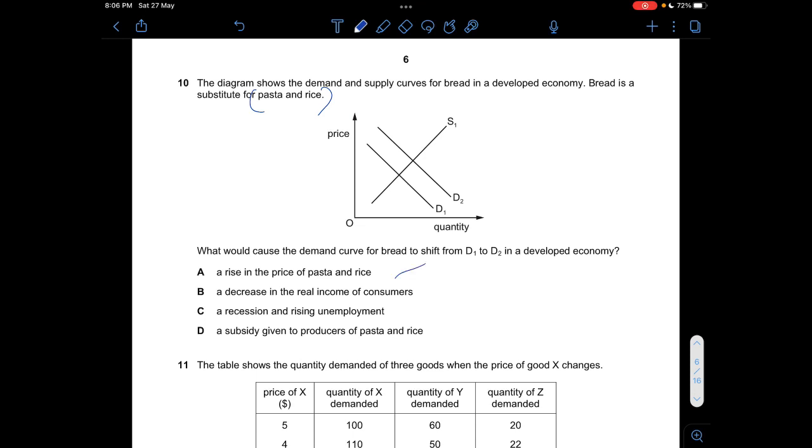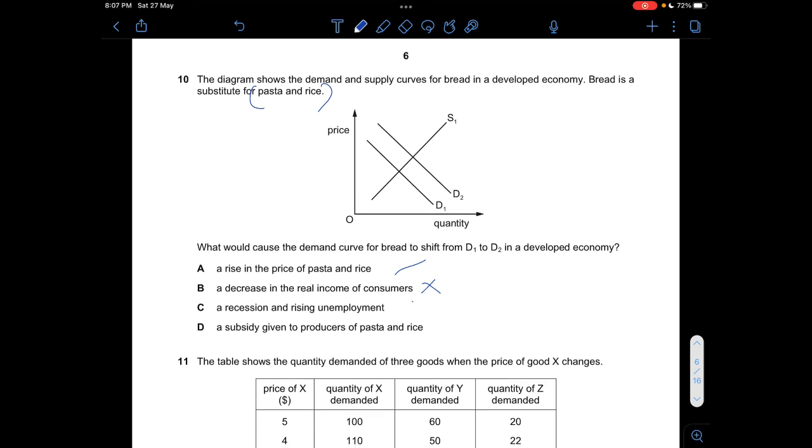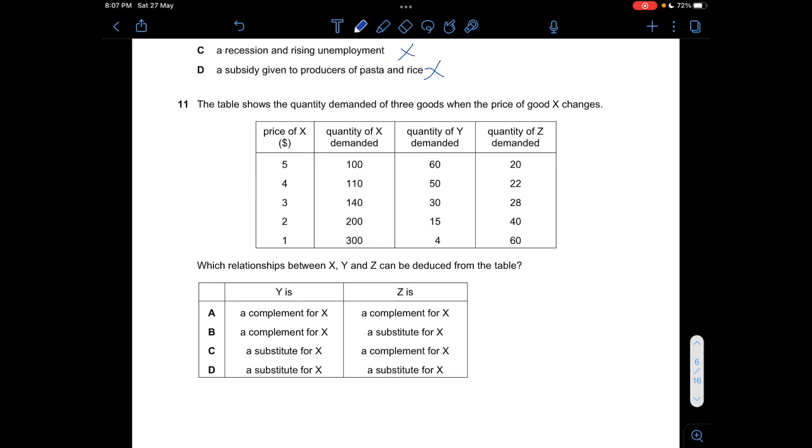B, it says a decrease in the real income of consumers, which is not correct. If there's a decrease, then the demand will not increase. They didn't mention whether it's a normal good or an inferior good. C, it says a recession and rising unemployment will result in a decrease in demand, so it's not correct. D, it says subsidy given to the producers, not correct. C is the answer.